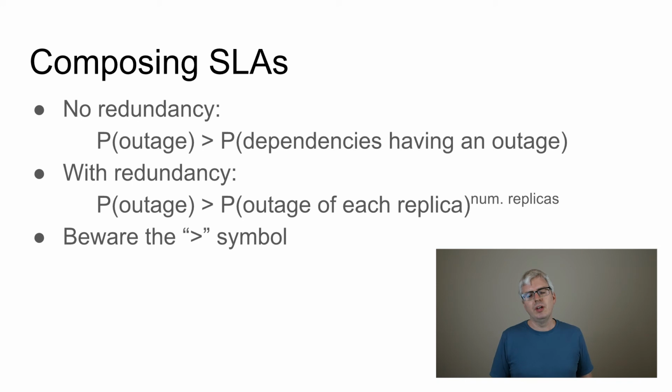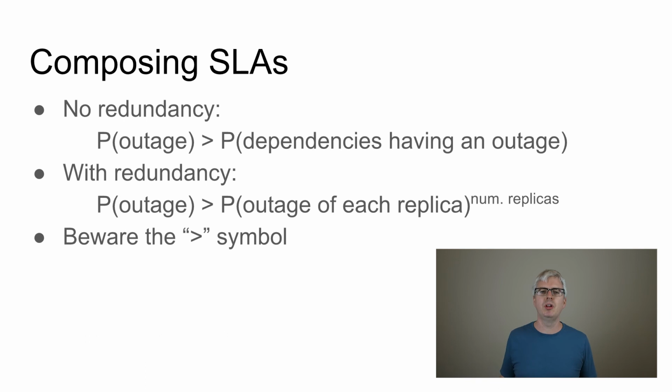No discussion of SLAs would be complete without saying how you can go about taking a bunch of non-robust systems and making them more robust, right? So you want to be able to compose SLAs. So let's say you don't have any redundancy in your system and you're building on top of someone else's system. You know that your system is not going to be more reliable than the things you depend on. And so I've expressed that here as the probability of an outage is always greater than the probability of the dependencies of your system having an outage. Okay, that makes sense and it's easy to wrap your head around.